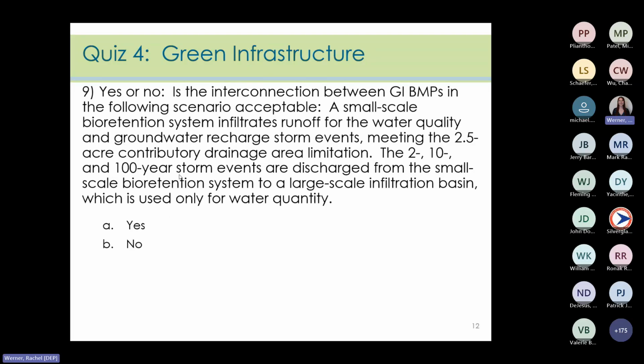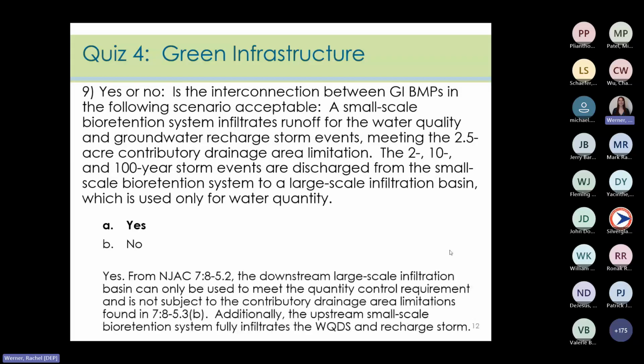And the answer is yes, because from 7:8-5.2, the downstream large-scale infiltration basin can only be used to meet the quantity control requirement and is not subject to the contributory drainage area limitations found in 7:8-5.3b. Additionally, the upstream small-scale bioretention system fully infiltrates the water quality design and recharge storm.